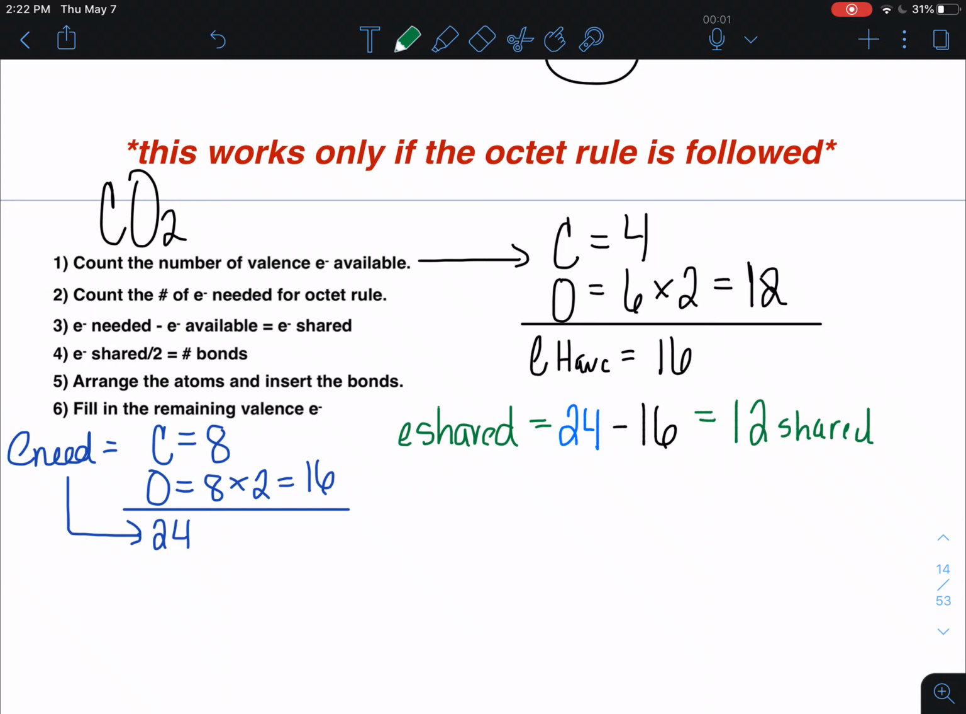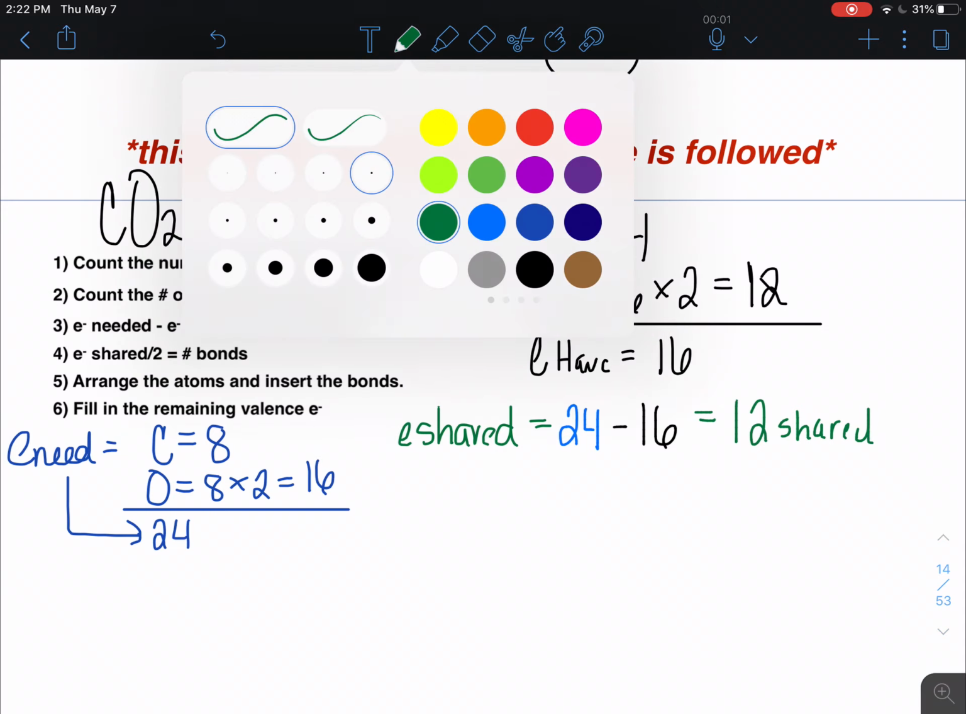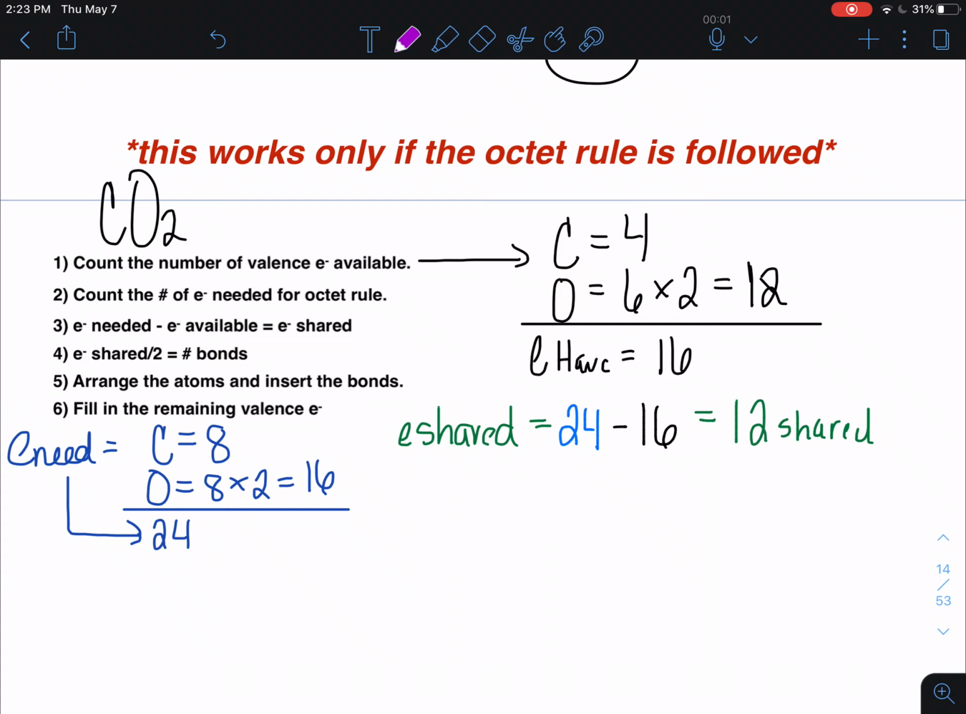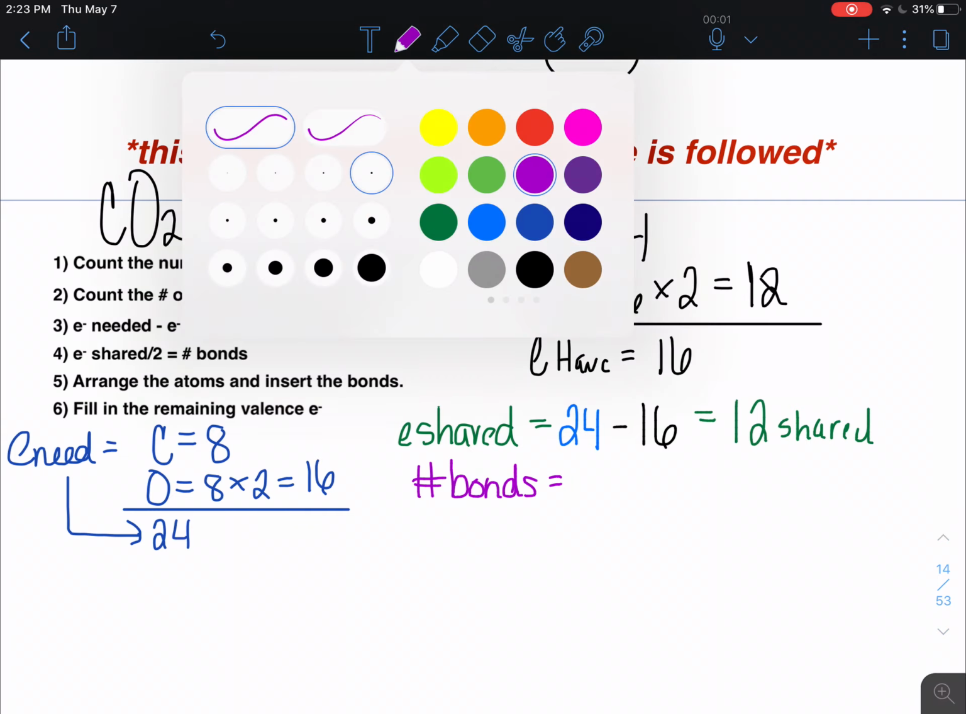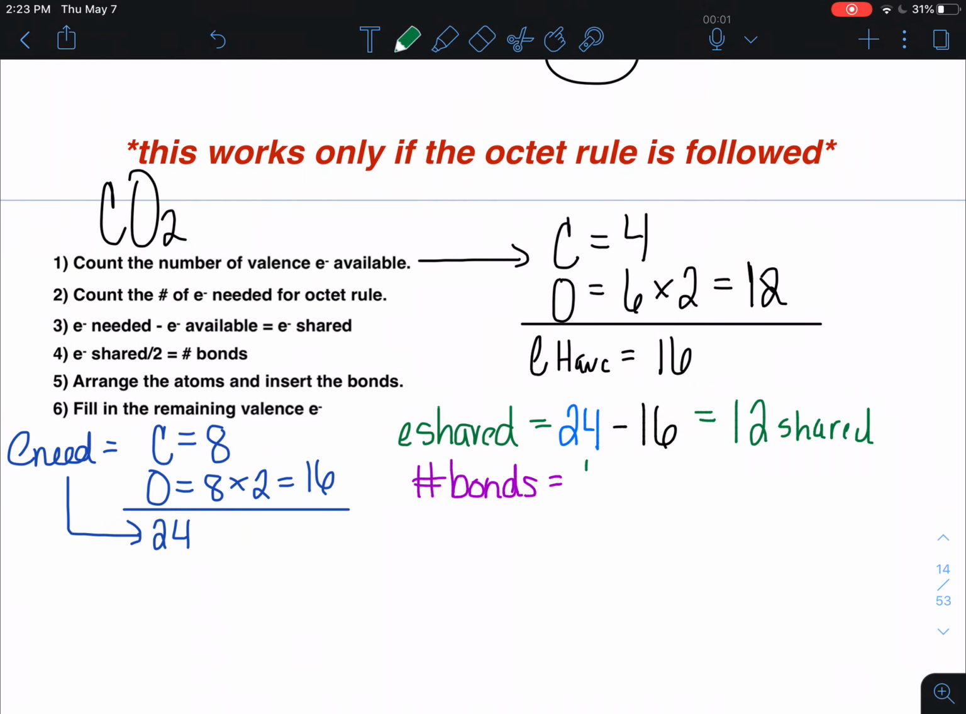Okay. And then finally, number of bonds is going to equal E shared divided by 2, which is 6. Did I do that right?